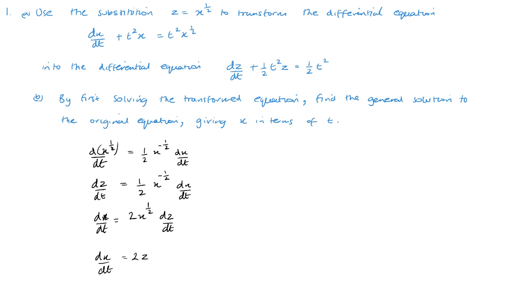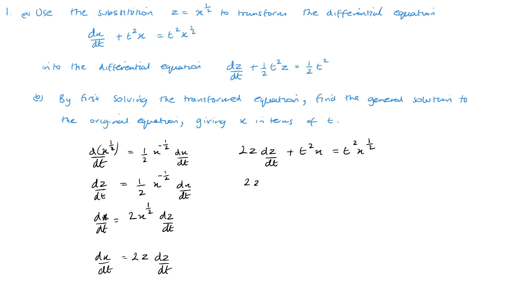Now this is z, isn't it? x to the power a half, dz by dt. So there I've got it, and I can substitute this now into this. Sorry, into this. Not that, this. That was what I was aiming for. So 2z dz by dt plus t squared x equals t squared x to the power a half.